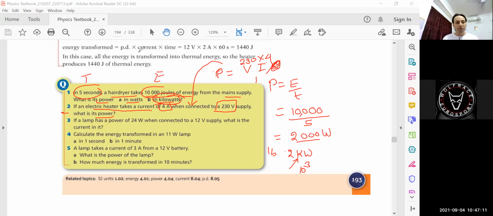Now let me move to the third question, children. A lamp has a power of 24 watt, connected to a supply of 12 volt. What is the current in it? We have many equations, and as per the information given, I can use P equal to VI, because power is given, voltage is given. Power is 24, voltage will come in the denominator, that is 12, so I is equal to 2 amperes. 2 ampere is the current.